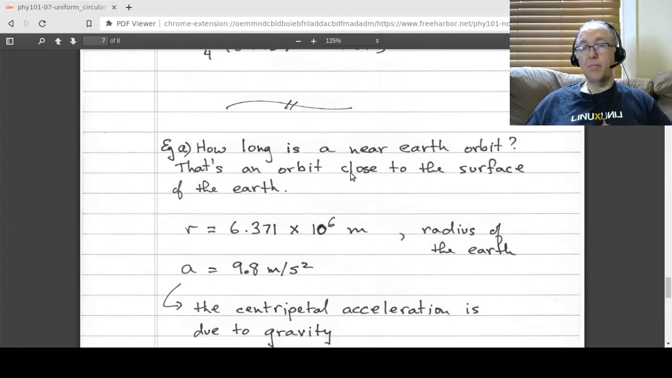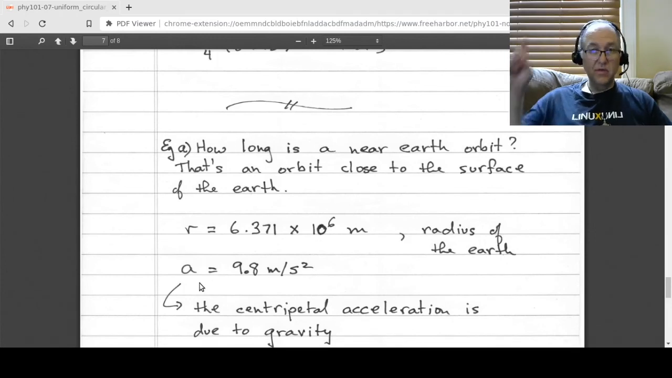Well, you can't do this problem unless I give you some numbers, and so I'm going to give you some numbers here, and you could just use Google to look these up. This is the radius of the Earth. Because you're at a low Earth orbit, basically the radius of the orbit is the radius of the Earth. It turns out to be about 6,371 kilometers, and converting that to meters, it's 6.371 times 10 to the 6 meters. So the radius of the Earth isn't that big. It's 6,300 kilometers. And what about the acceleration? Do we know that? Yeah, we know the acceleration. It's the acceleration due to gravity, 9.8 meters per second squared.